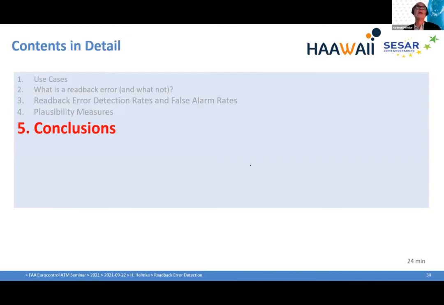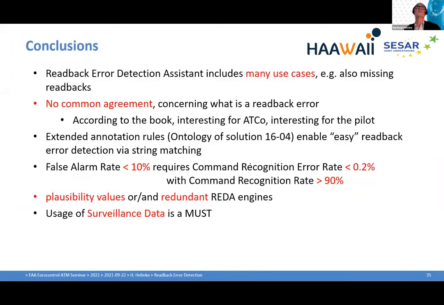Let me come to my conclusions. I think it should be clear from this presentation that if you want to create a readback error detection assistant with radar, you do not have only the one use case where the ATCO is saying something and the readback of the pilot is correct or wrong. You also have missing readbacks. You have to include more than one pilot, or the pilot could make a request which is completely nonsense in the current situation. Everything that a readback error detection assistant must support.